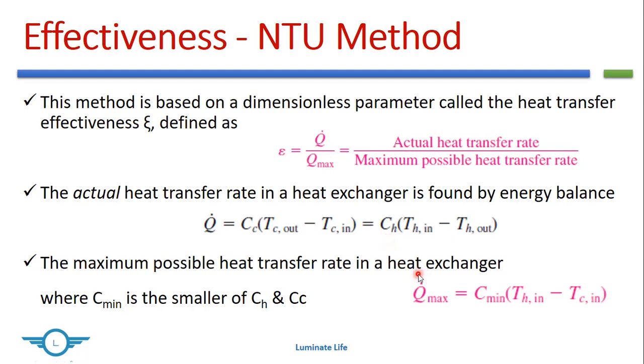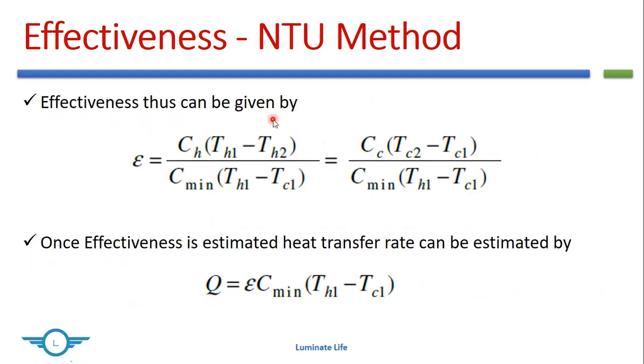Hence, the maximum possible heat transfer rate is given by C minimum into (Th,in minus Tc,in). Now C minimum can be Ch or Cc, whichever is the smaller value. So if we substitute that in the equation, we will have effectiveness as either Ch (Th1 minus Th2) by C min (Th1 minus Tc1), or Cc (Tc2 minus Tc1) by C min (Th1 minus Tc1).